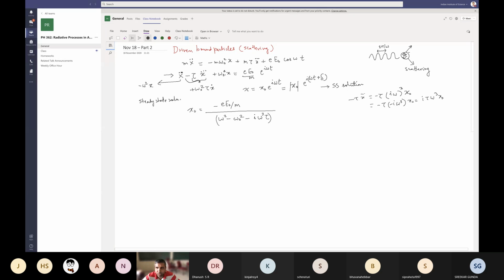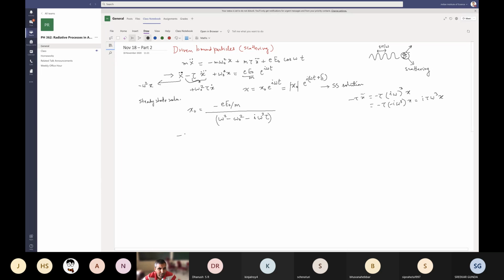This is just omega naught squared. Sorry, this is not x naught, this is x, right? Because the act of doing a time derivative just brings out an i omega in the front. If you do d/dt of this, it just pulls out i omega. So this is that.